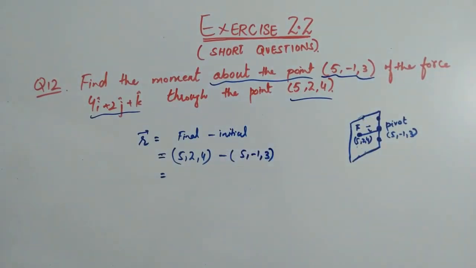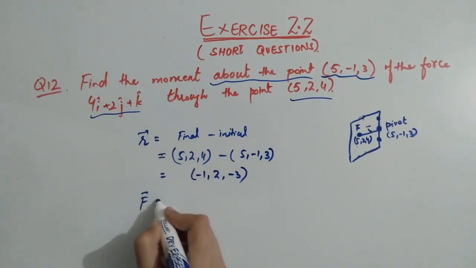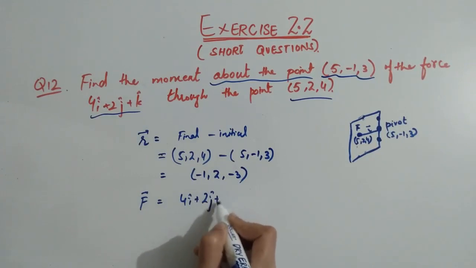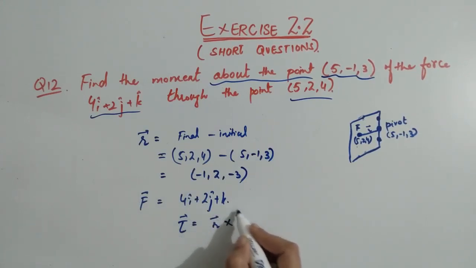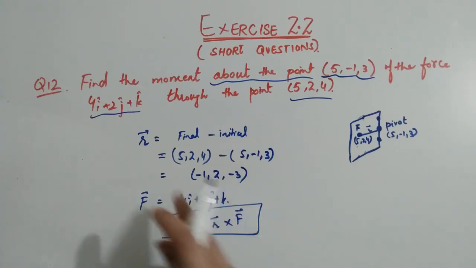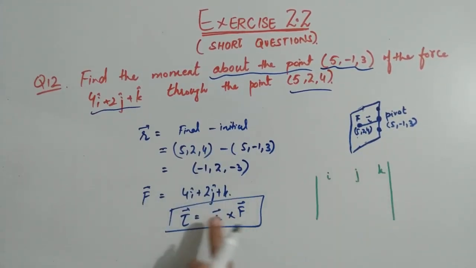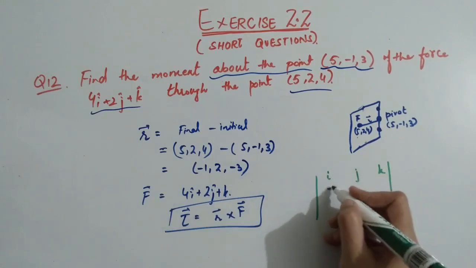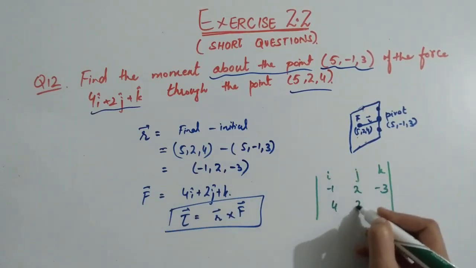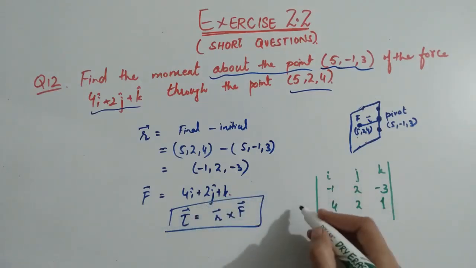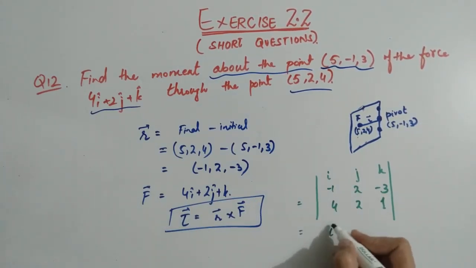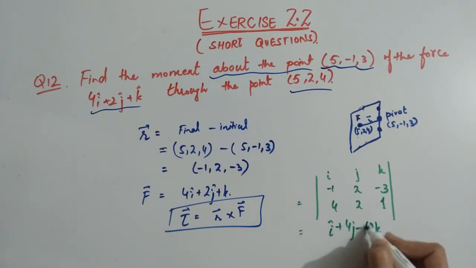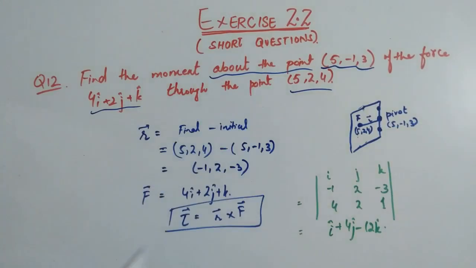Now after subtracting you will get (0, 3, 1) for r... Now after subtracting you will get -1, 2, -3. And what is the force? The force is given as 4i + 2j + k. Now you have to find the moment, which is called torque, and the formula is r cross F, taking the cross product of r and F. One thing you have to keep in mind is that you cannot write it as F cross r, because this is a cross product and the cross product is not commutative, so you cannot change the places of these two. r is (-1, 2, -3) and F is (4, 2, 1). After expanding and simplifying, you will get 8i + 11j - 12k. This is the answer for the torque, the moment about the point.